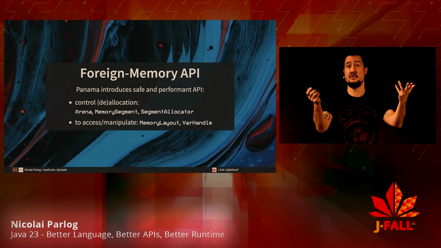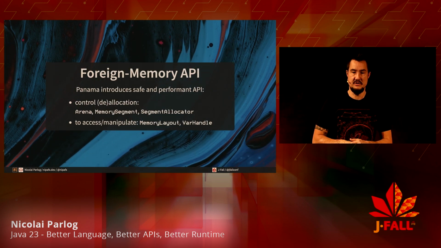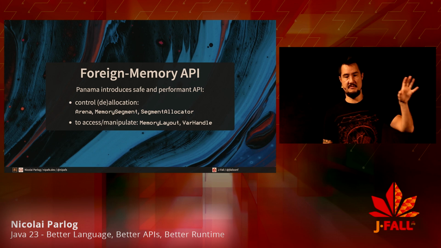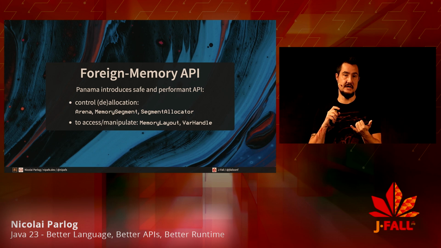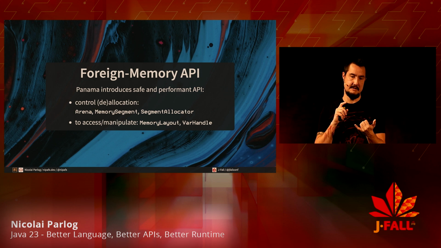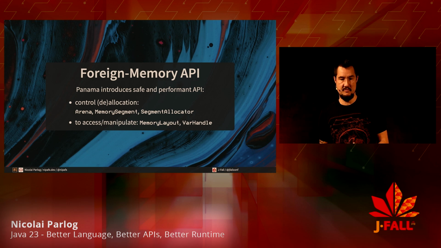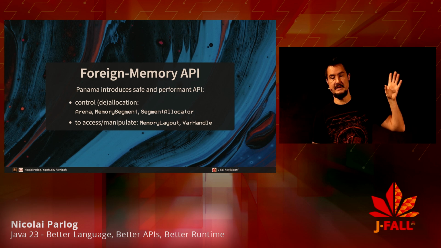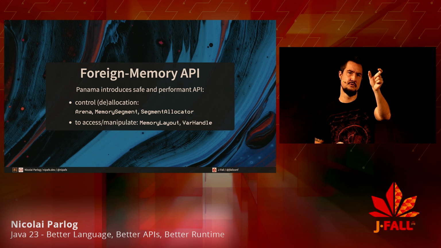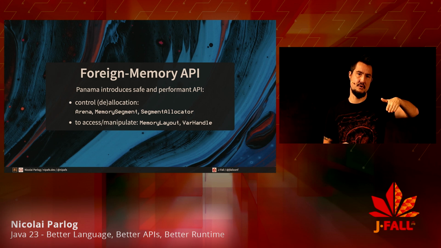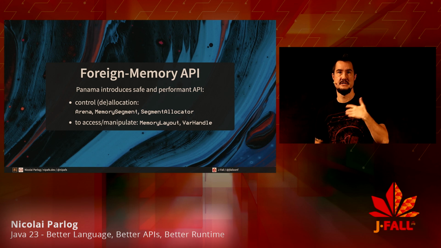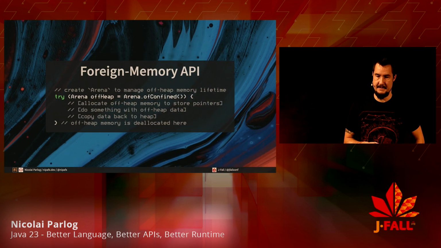But that means there are 2 choices here, and both of them have downsides. So the foreign memory API wants to overcome those. It gives you a safe and performant API, and it gives you more control. It has arena, memory segment, and segment allocator that you can use to create, allocate, and then fill that memory. You can manipulate it, and very important, you have control over allocation, because the arena is something you use in a try with resources block.